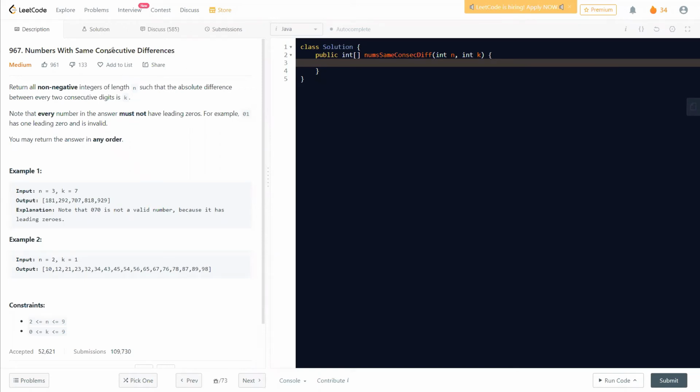In this video, we'll discuss another LeetCode problem: a number with same consecutive differences. This is a medium level problem, and we'll understand what this question is asking us and how we can find a solution to this kind of questions.